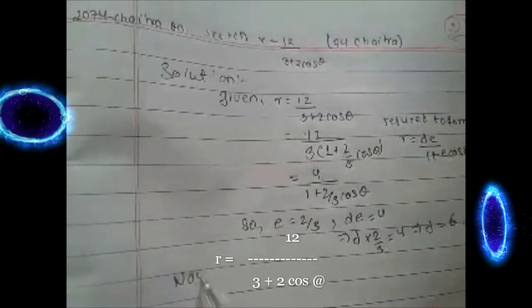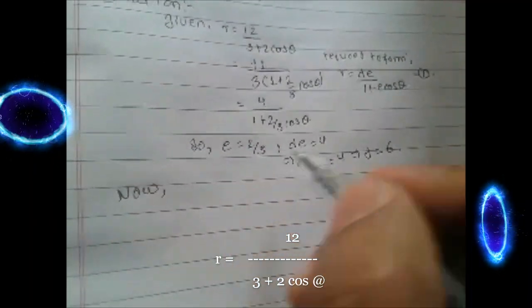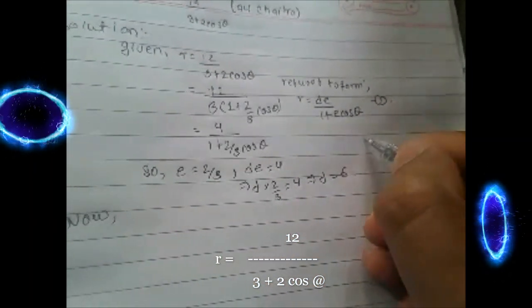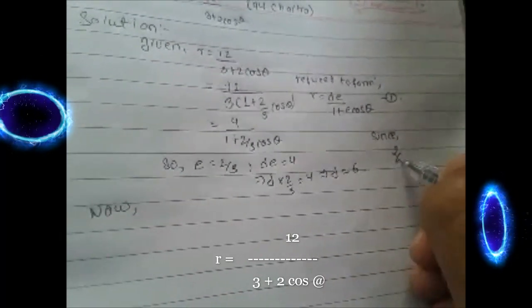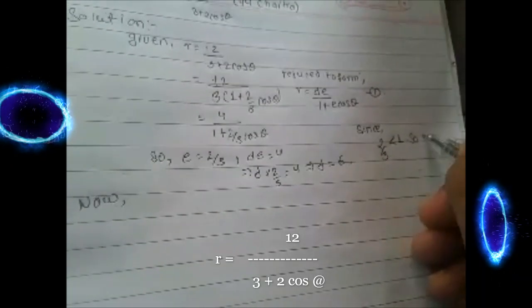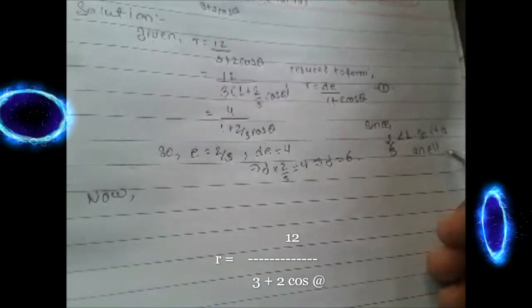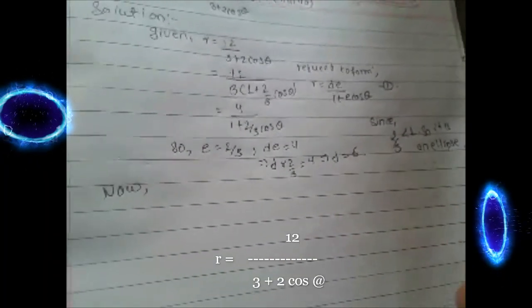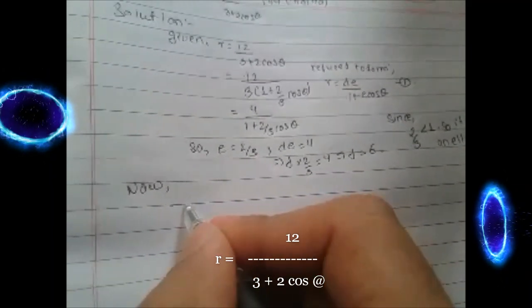Now we find out which curve it is. Since 2 by 3 is less than 1, it is an ellipse. It is an ellipse. Now we will do the plotting part.